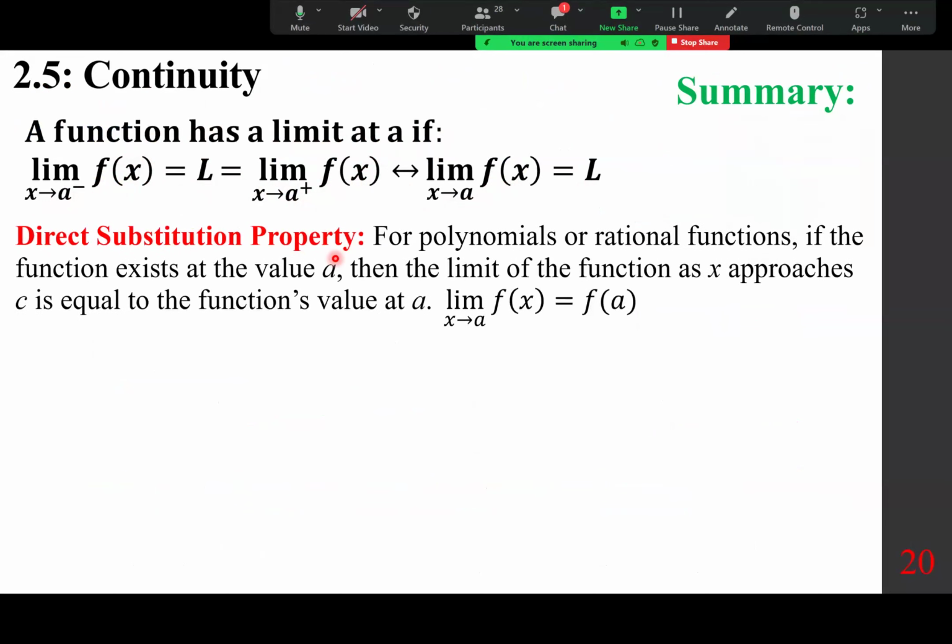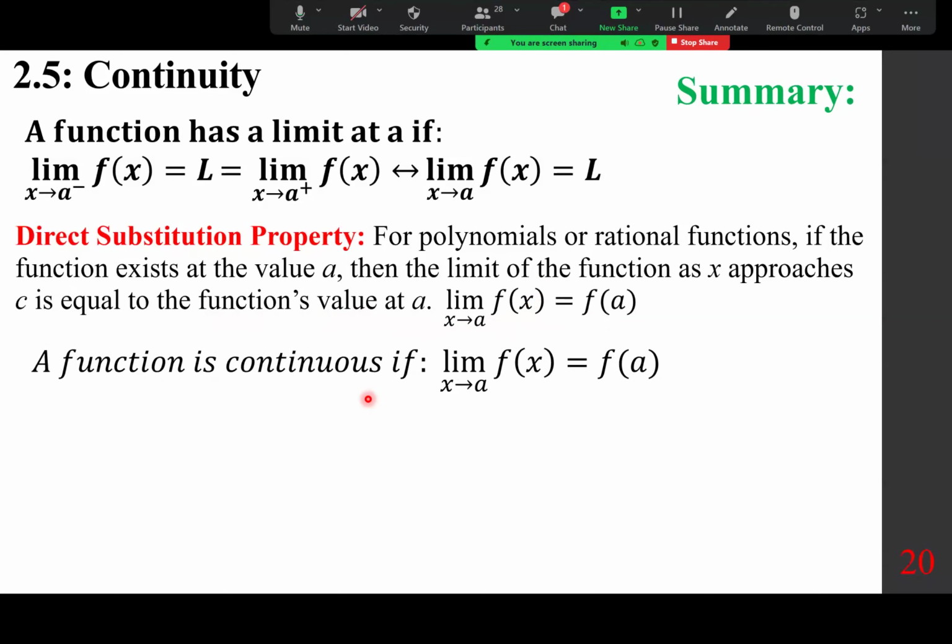Direct substitution property. For polynomials or rational functions, if the function exists at the value a, then the limit of the function as x approaches a is equal to the function's value at a. Limit of f of x as x approaches a equals f of a. A function is continuous if the limit of f of x as x approaches a equals f of a. This is the definition of continuity.